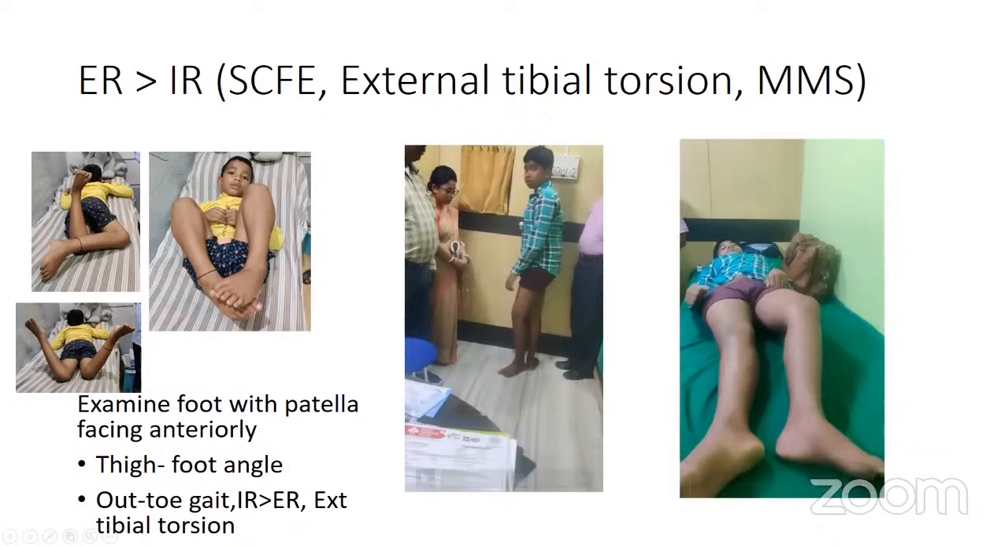In the miserable malalignment syndrome, internal rotation will be more than external rotation. That indicates there is some increased anteversion. There is external tibial torsion, and that is diagnosed with the help of the thigh foot angle. This is not the miserable malalignment syndrome.